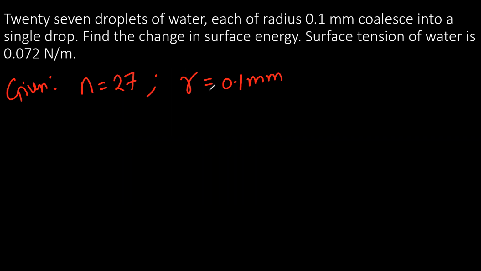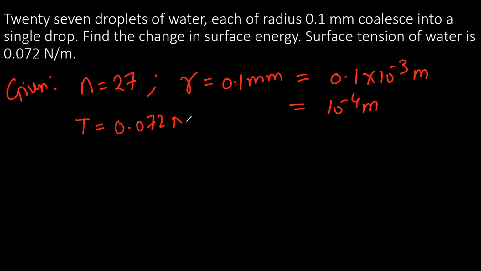So small r क्यों लिखा, capital क्यों, let's see. This is 10 raised to minus 3 meter, so I can write 10 raised to minus 4 meter. And coalesce into the single drop, मतलब 27 droplet एक बड़ा drop में form. तो यहाँ पे छोटा r क्या आएगा, 0.1, because what is the radius of small droplets, that is r. जो बड़ा होगा it will become capital R. So right now I don't know what is a capital R. We need to find. T is 0.072 Newton per meter.